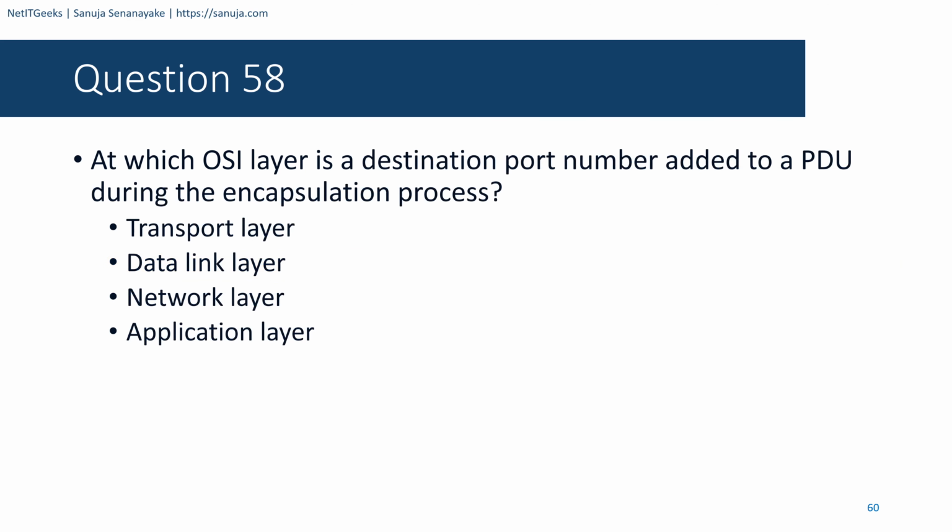Question number 58. At which OSI layer is destination port number added to a PDU during encapsulation process? Again, you need to know your OSI layers like the back of your hand. Transport layer, data link layer, network layer, application layer. So destination port number is added to a PDU at the transport layer. So the answer to this question is transport layer.